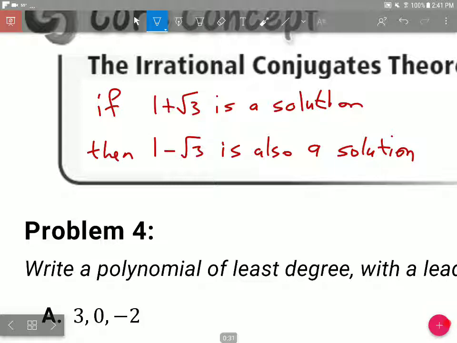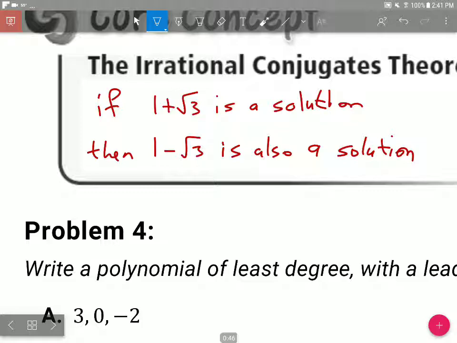Basically, conjugates is a very highfalutin word that means they're the same except for the plus or minus in the middle of it. All right? So like 2 minus root 17 and 2 plus root 17. That sort of thing. Those are conjugates.